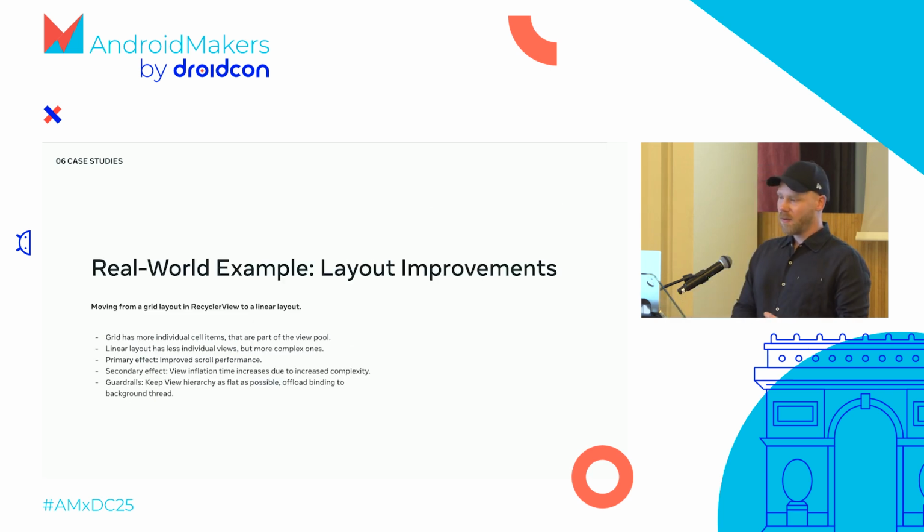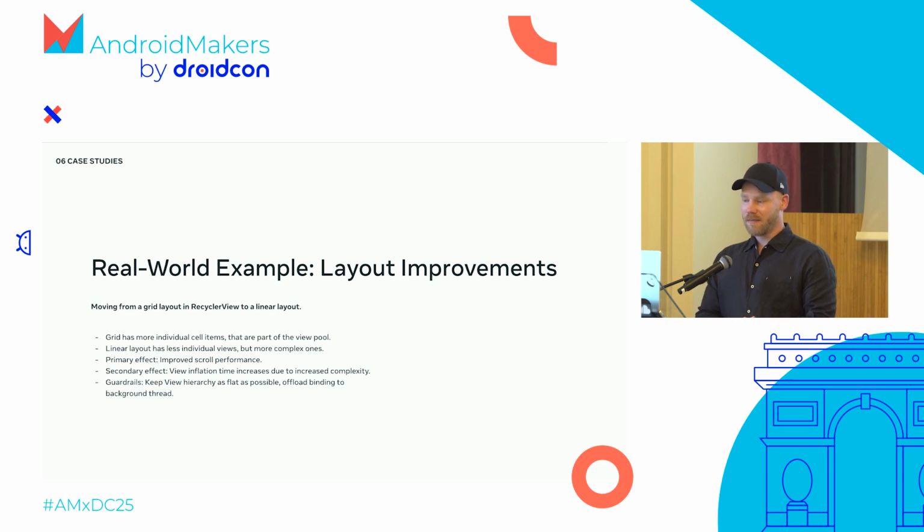So the next one would be about layout improvements. This was definitely an interesting experiment. So in this case, moving from a grid layout to a linear layout and managing the subviews on our own, it sounds a bit counterintuitive at this point, because you would assume that the grid also works quite well. But there's a couple of differences, right?